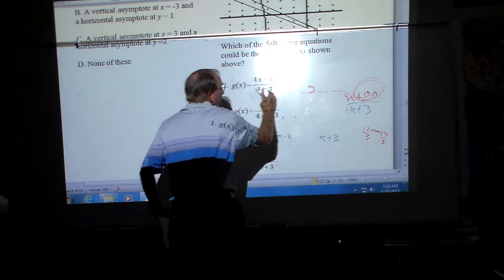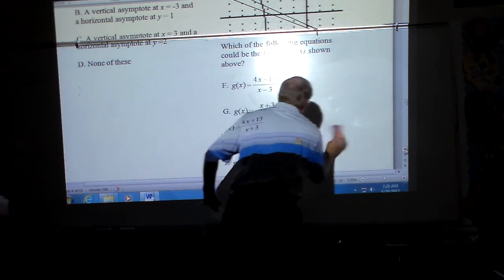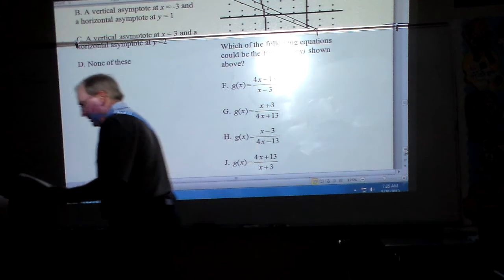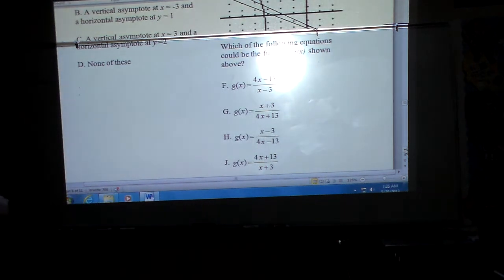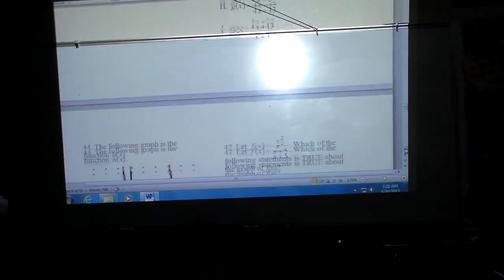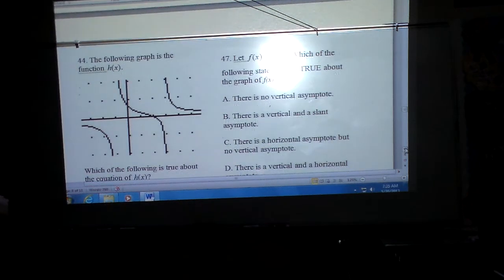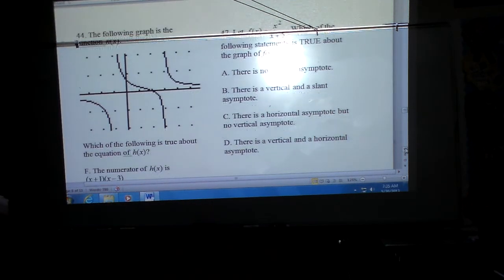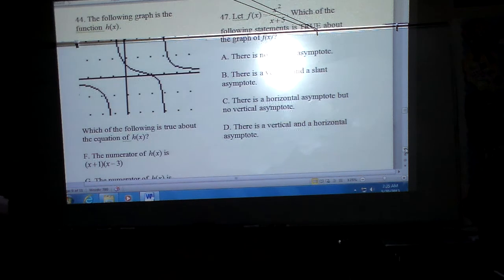We have another problem with asymptotes. So let's look at it real quick. I believe we have 2 problems with asymptotes. I believe we have problems 47 and 42. Oh, actually 44. So let's look at 44 first. Which of the following equations is true about the equation h(x)?